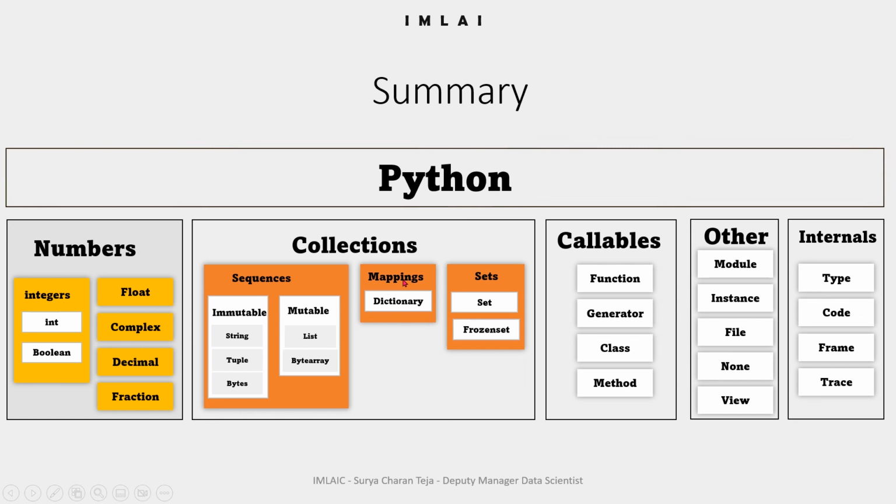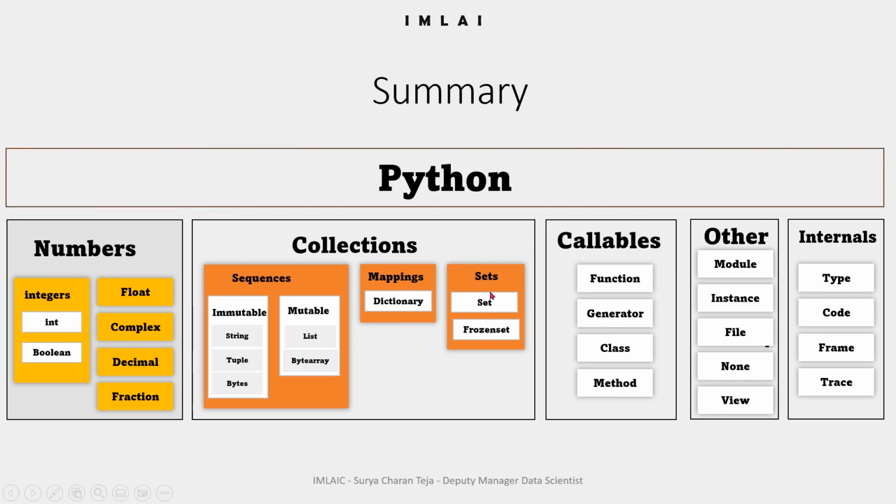Now the second type of container to collect items is mapping, where the collection of items is based on key value pairs, not based on left to right position like sequences. Each value will be mapped to a certain key. This type of object is known as a dictionary, which is also mutable.